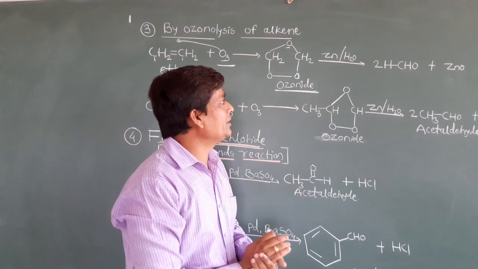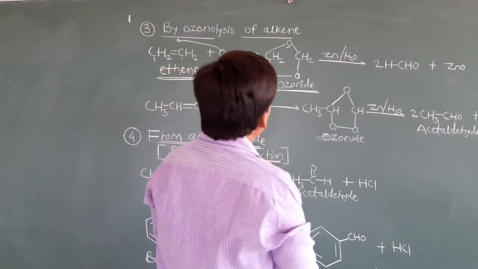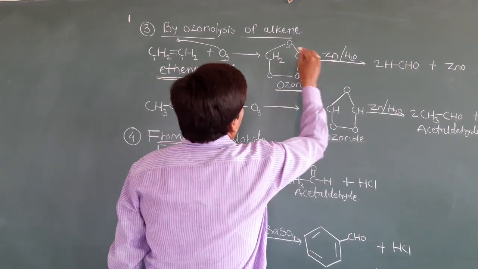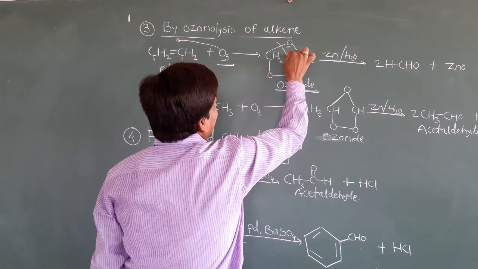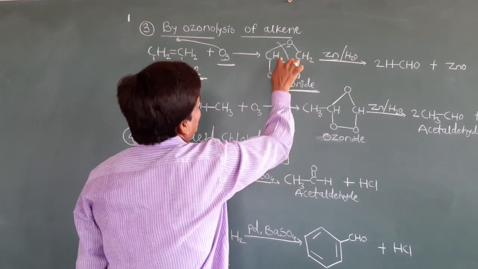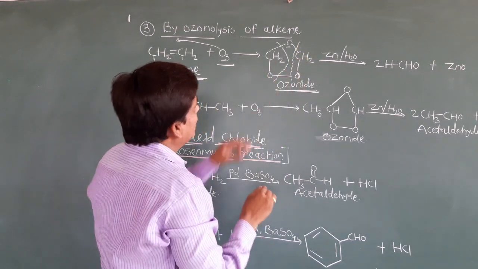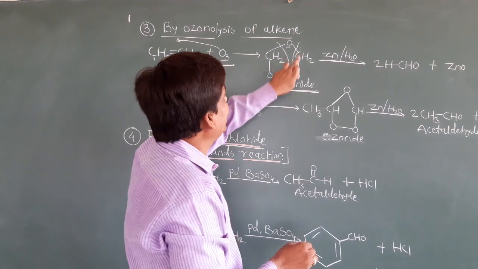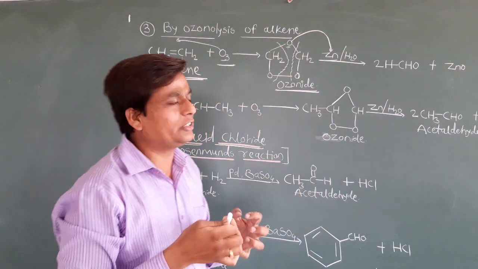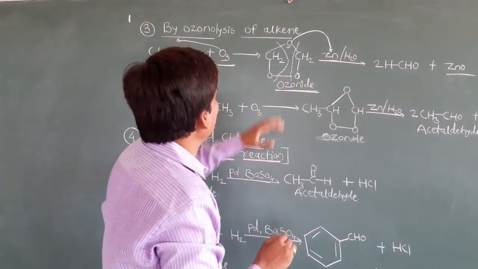This ozonide on heating in the presence of zinc and water splits the bond like this. See students, it is very important. When we heat this using zinc, it undergoes hydrolysis. The bond breaks like this giving CH2O, and on this side also the bond breaks, giving CH2O. This oxygen reacts with zinc. Zinc abstracts the oxygen and forms zinc oxide, which is removed like this.